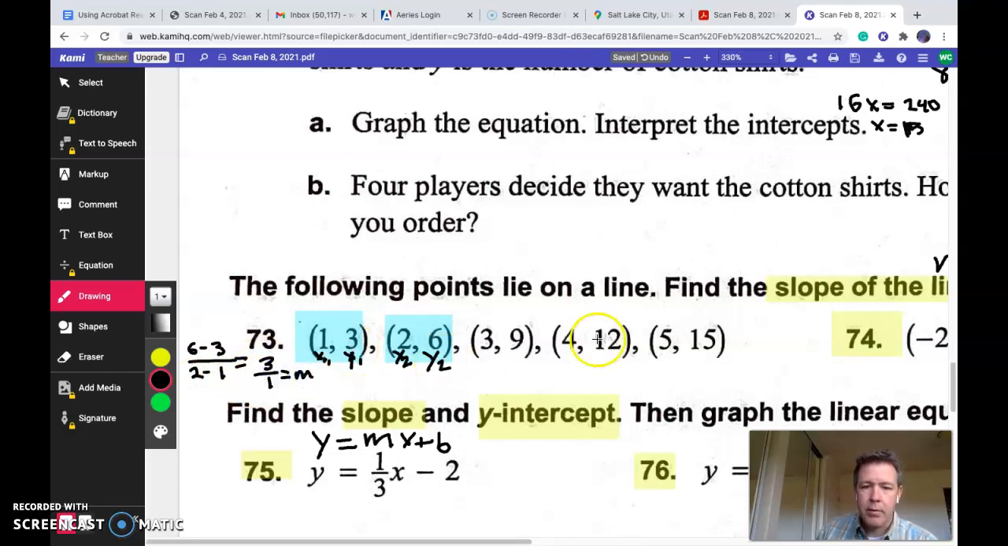We'll get the same slope if I would choose any coordinate, but this one I didn't have to reduce the fraction. Complete problem 74 on your own. When you are done with it, unpause the video and continue on to the next problem.